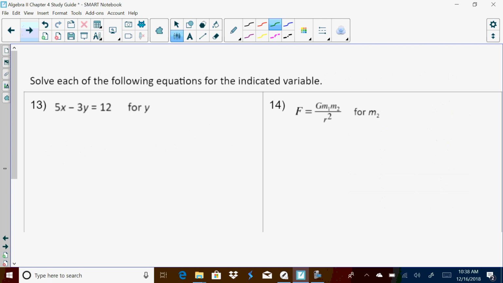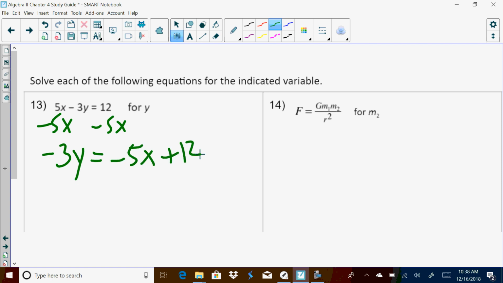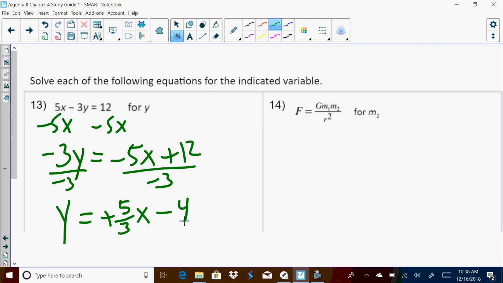The next ones, I'm solving for the variable. So in this one, I'm going to move the 5x over. So negative 3y equals negative 5x plus 12 divided by negative 3. Y equals positive 5/3 x minus 4.